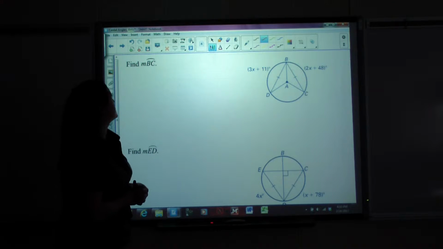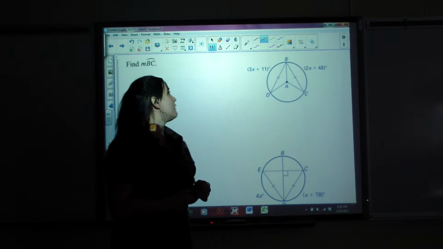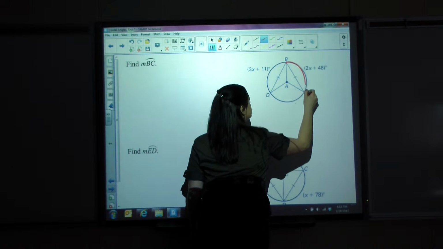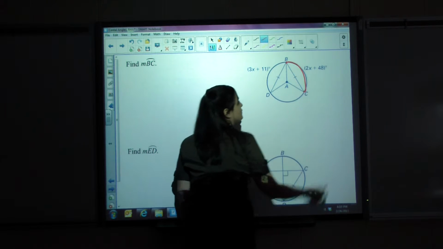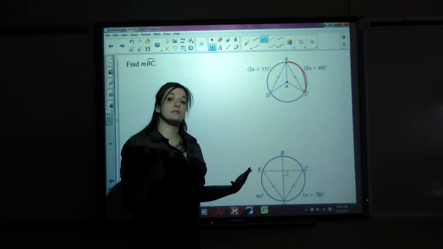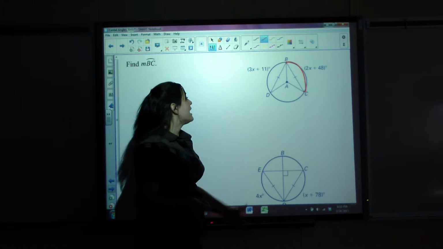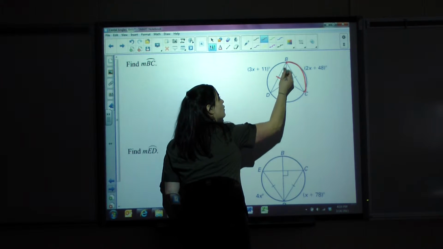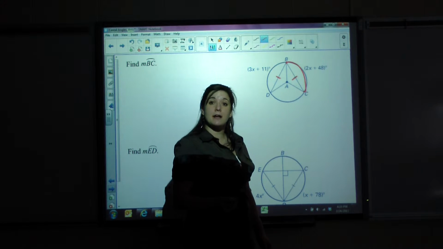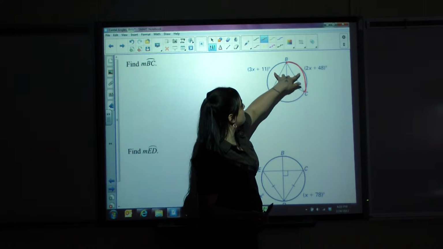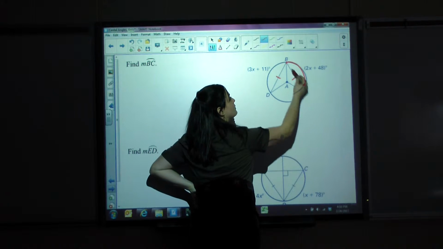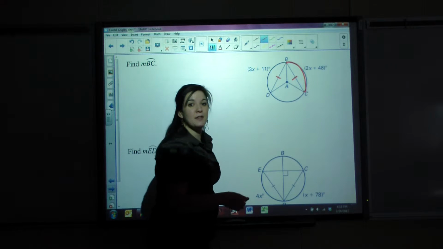So let's try a couple of examples. This one wants you to find the measure of minor arc BC. All we know about minor arc BC right now is that it is 2x plus 48. But if we look closely at the picture and see the notation, they told us this chord BD and this chord BC are congruent. So if we think back to our theorems, if we have congruent chords, then that means we have congruent arcs. So actually arc BC would be congruent to arc BD.